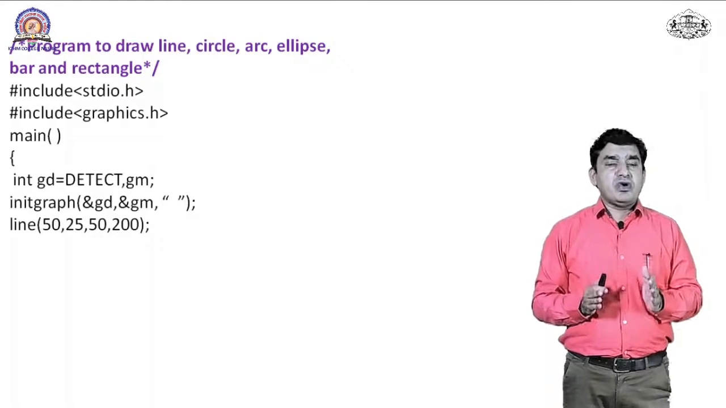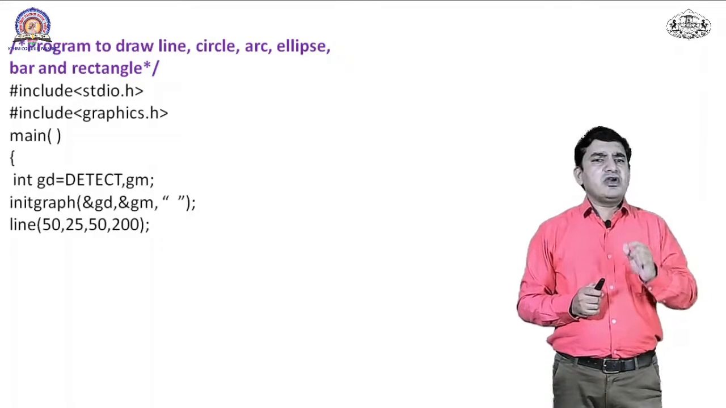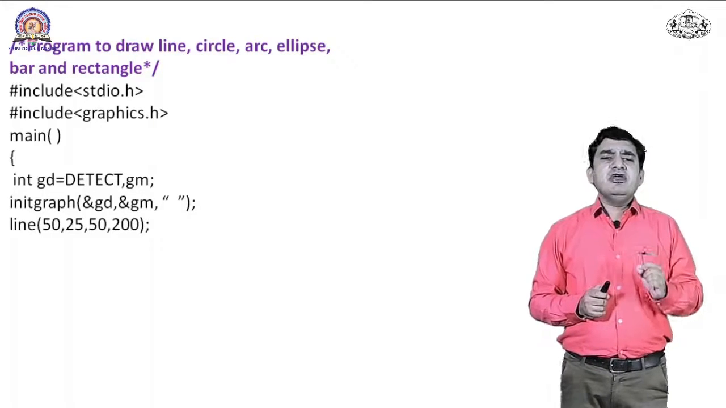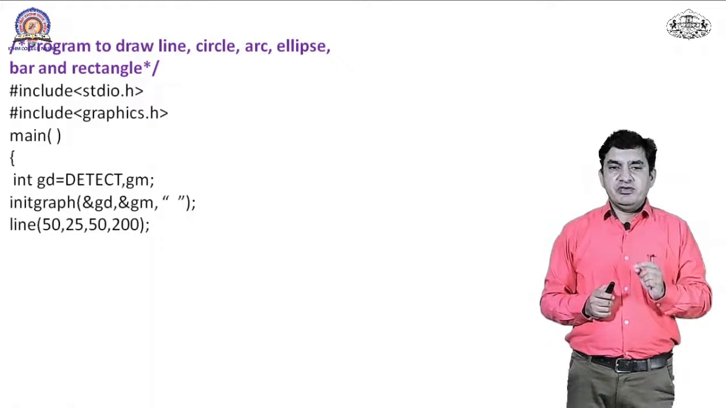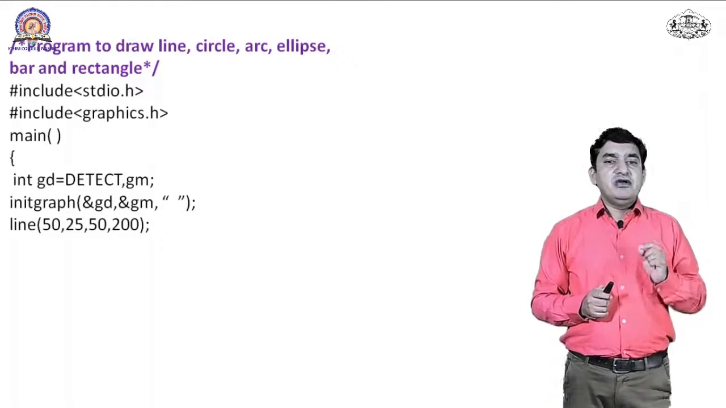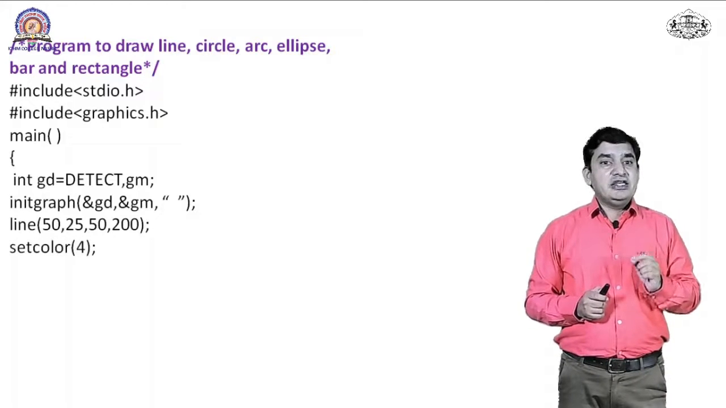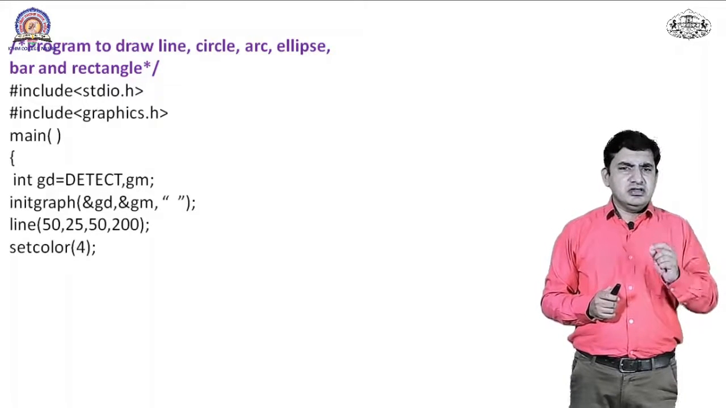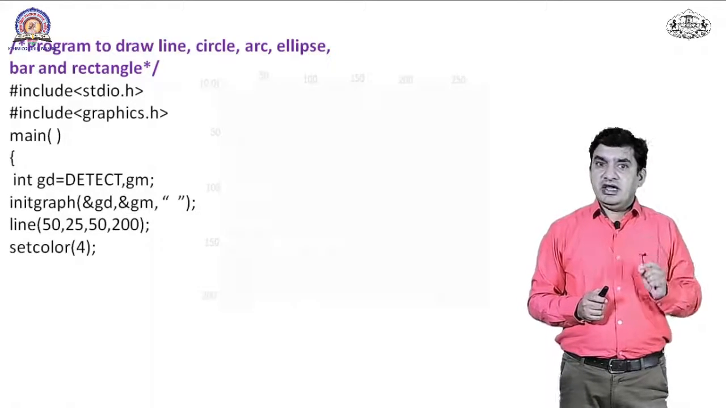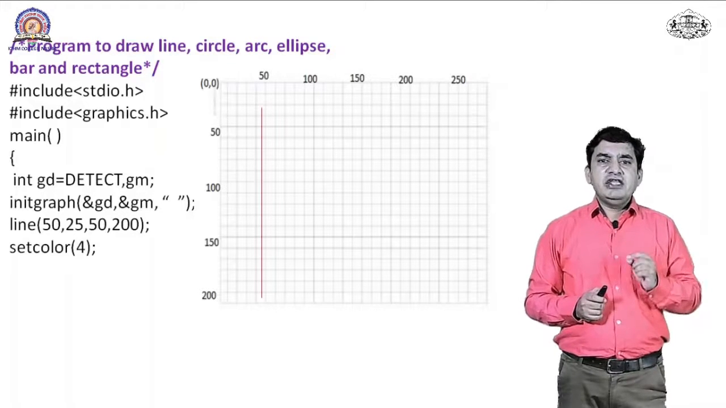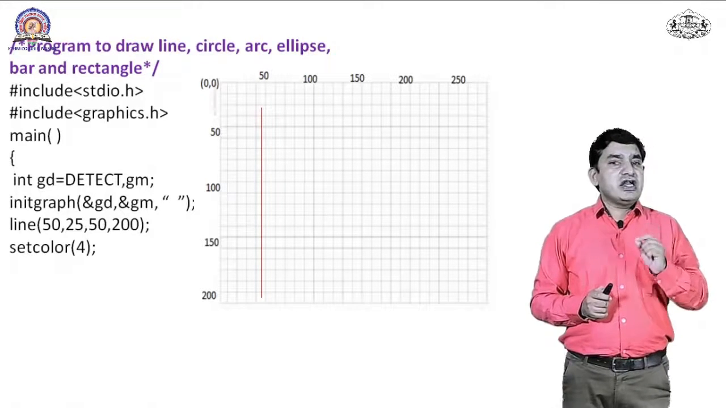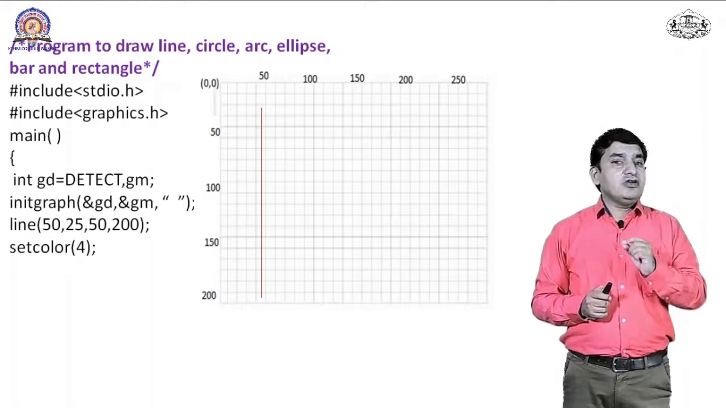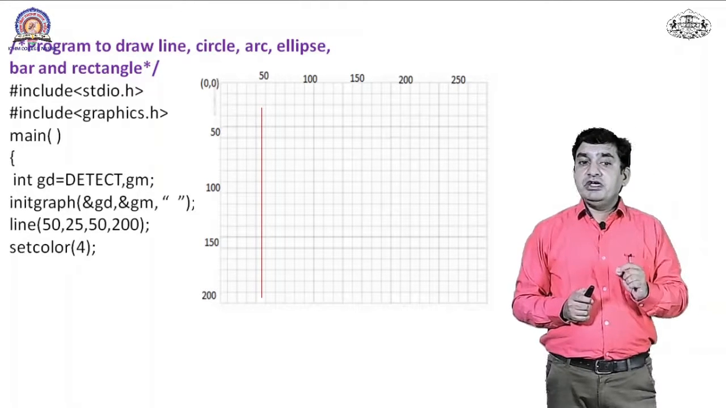Now we have to draw a line. The starting point of the line has coordinates 50, 25, the end point has coordinates 50, 200, and to set color we use setcolor 4. It indicates that the color of the line is red. So this is a line which has a starting coordinate 50, 25 and the coordinate of the end point is 50, 200.